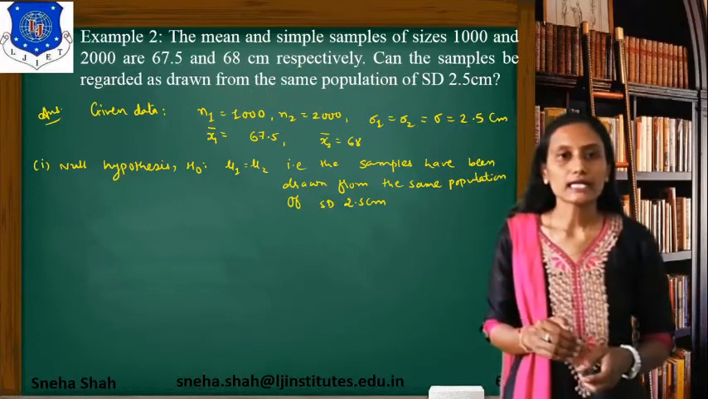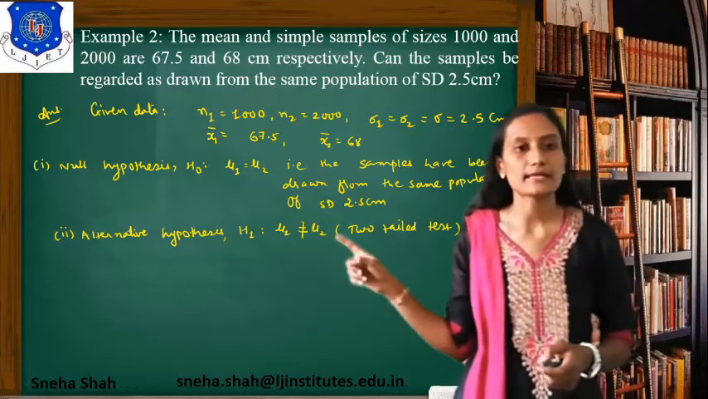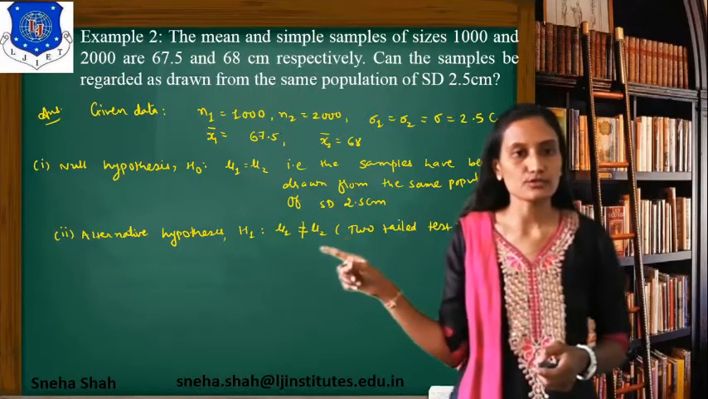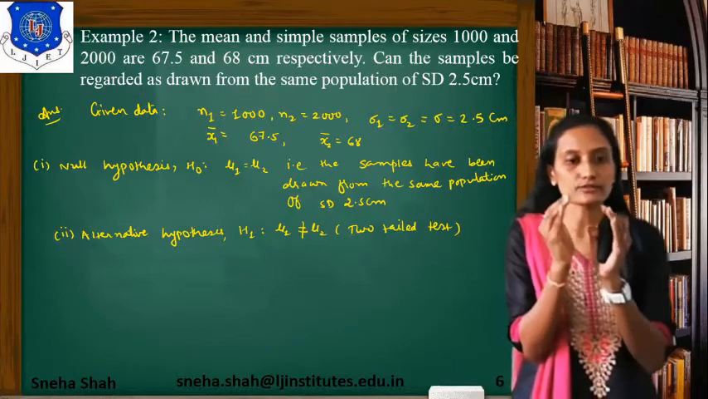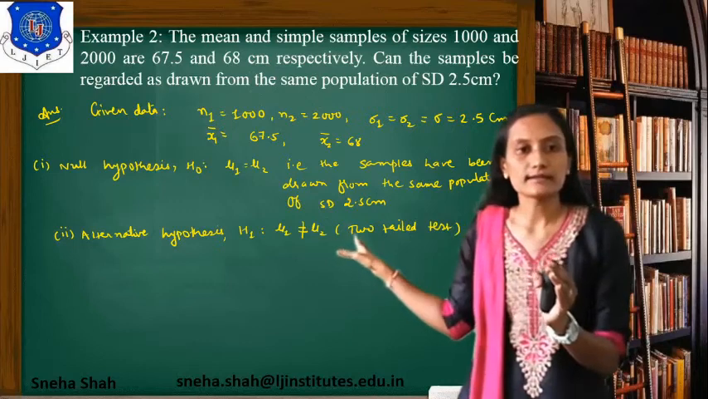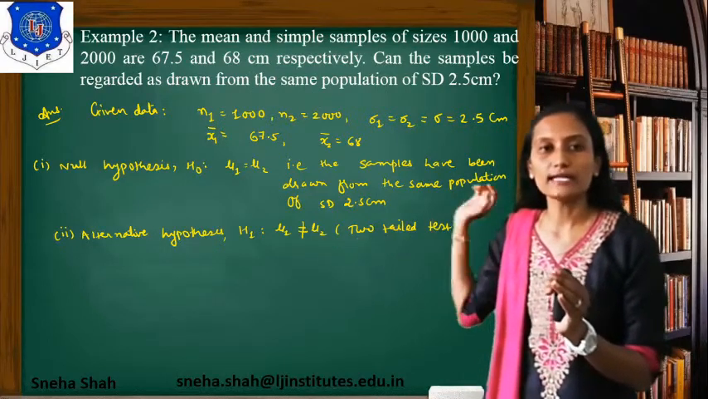But for the alternative hypothesis, represented as H1, we take mu1 does not equal mu2. Since it is not equal to some value, it will be considered a two-tailed test, right? So this particular example will be considered as a two-tailed test.